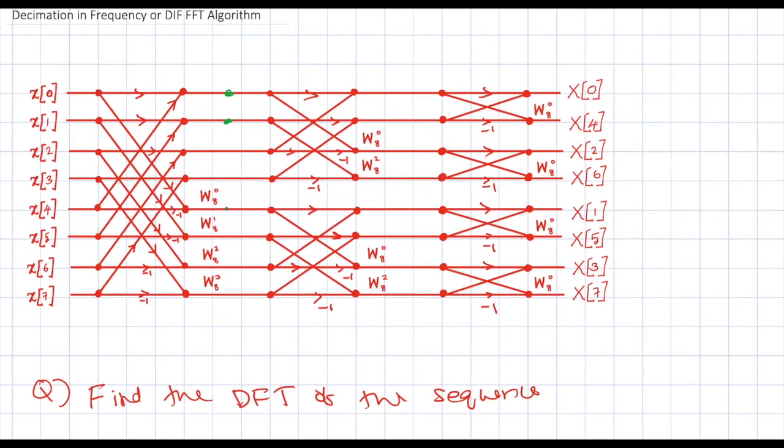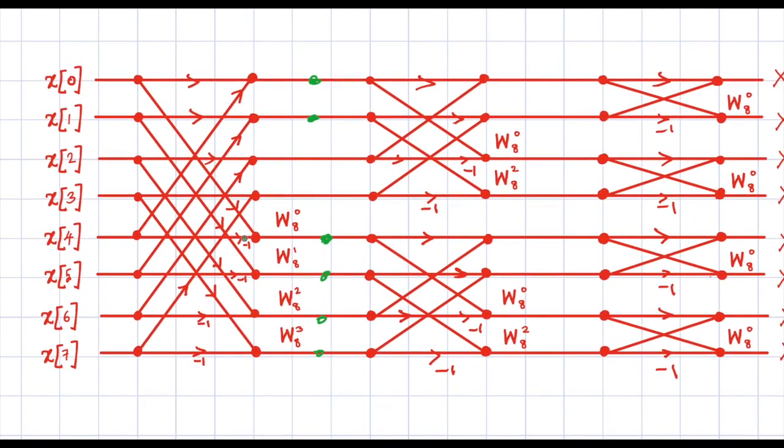Now if you want to get the values in the second half, you will have to do one more thing. I am talking about the computation at this point. You take the value of x of 0, then you take the value of x of 4, then you subtract x of 4 from x of 0, because we have a minus 1 over here. I think you can see that this minus 1 is there, so we have to subtract the numbers. Then once the subtraction is done, we have to multiply it with W8^0, and the same happens for x of 1 minus x of 5. That will be the value at this point.